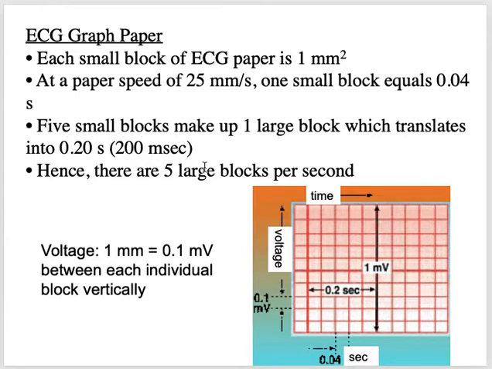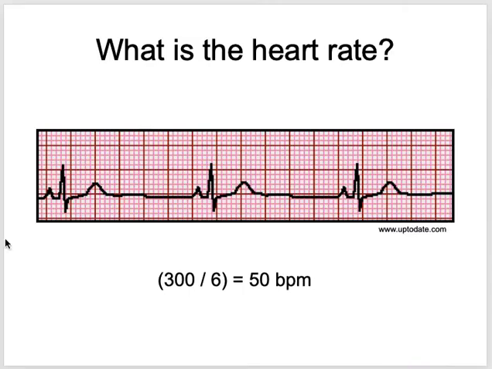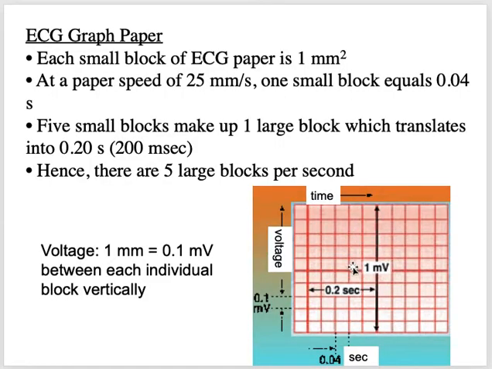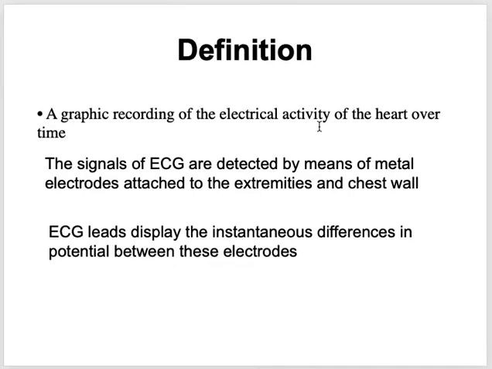The graph paper, which is shown over here, is one thing to remember: it has big squares and small squares. Each big square is divided further into small squares, which are 5 in number. The graph paper is coming out from the machine at a certain speed, so that is speed or time. And the marker, which is moved by the electrical activity received from the heart, will move in this direction. That's why it is the graphic representation of electrical activity of the heart over time.